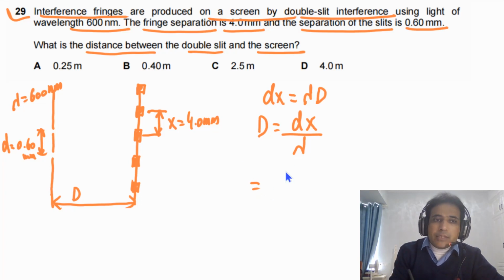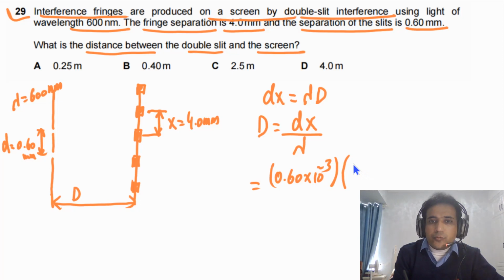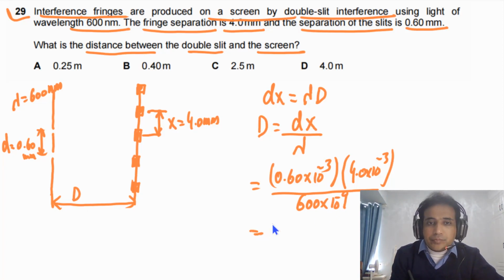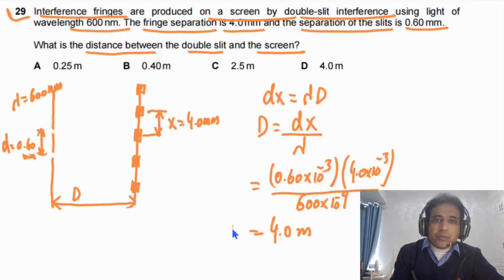So we have the value of d equal to 0.60 millimeters, so 0.60 times 10 to the minus 3, which we need to convert into meters, and x is equal to 4 millimeters. So this is 4.0 times 10 to the minus 3, divided by the wavelength, that is 600 nanometers, so 600 times 10 to the minus 9. Now if we simplify this, we will get the value of capital D equal to 4.0 meters. So the answer for this question is D.